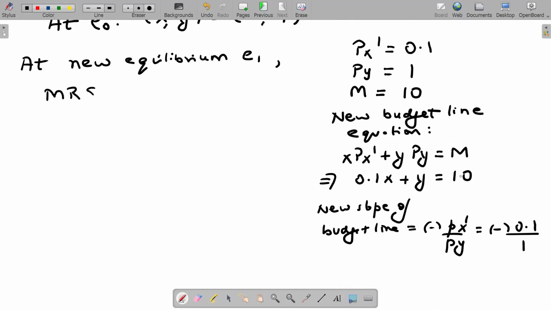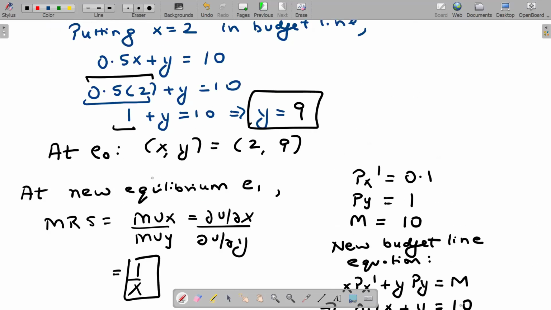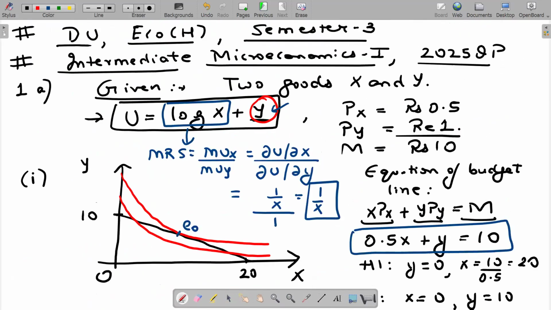MRS is going to remain the same. It is marginal utility of good x over marginal utility of good y, which is del u by del x over del u by del y, which came out as 1 over x. See, we already calculated the MRS in the beginning, right? And it was coming out to be the same. MRS is 1 over x.